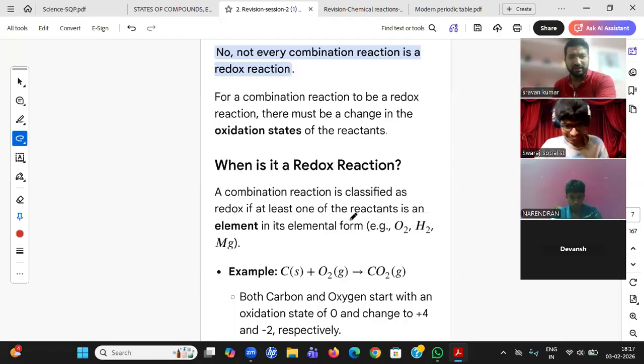Okay, so what do you want to take through, Devansh? AgNO3. Where is it, students? Where did I take that equation?